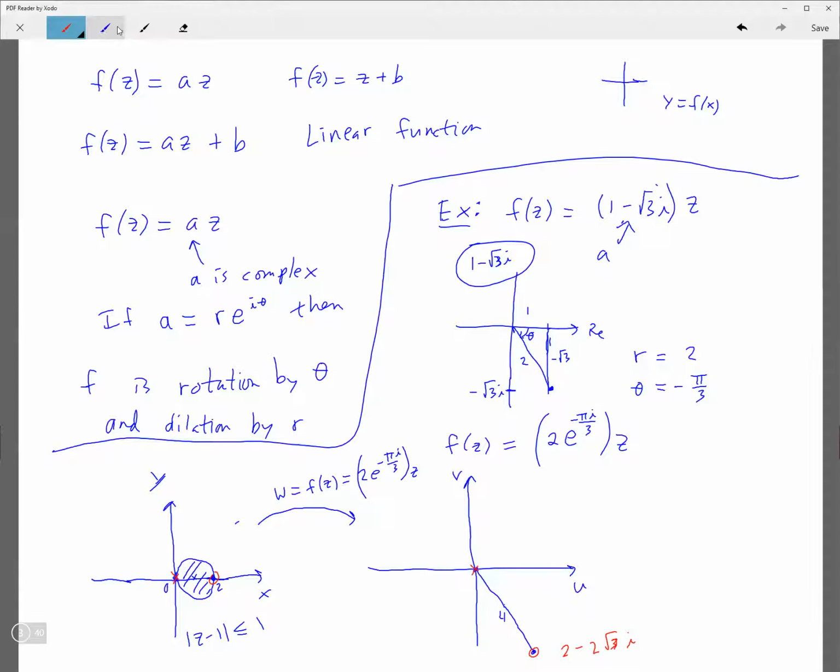And then the rest of the circle is just going to fill in. The center is going to be right here now. And the rest of it's just going to fill in. So you're going to have a circle like that. And then the inside is just going to map all to the inside.